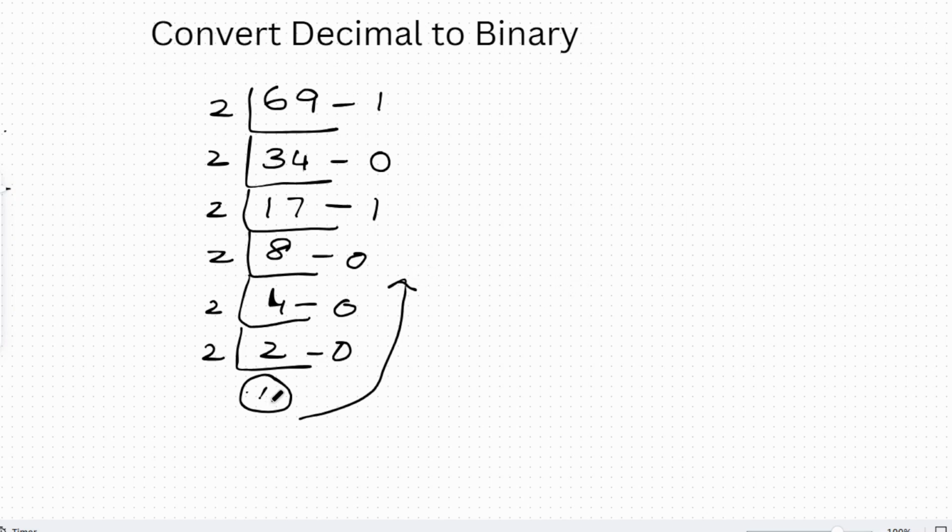So that means we'll start with this 1, then 0, then 0. So it is actually 1 0 0 0 1 0 1. How many digits are there? 1 2 3 4 5 6 7, there are 7 digits. So basically this number, which is a binary number to the base 2, is equal to 69 to the base 10.